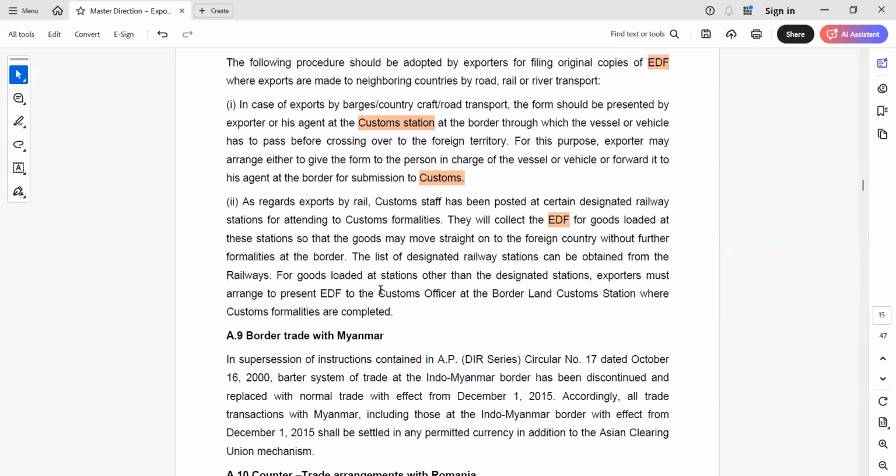For goods loaded at a station other than the designated station, the exporter must arrange to present the EDF to the customs officer at the border land customs station where customs formalities are completed. So suppose somebody is sending goods and the main station is somewhere else, they can also do the formalities in that station.